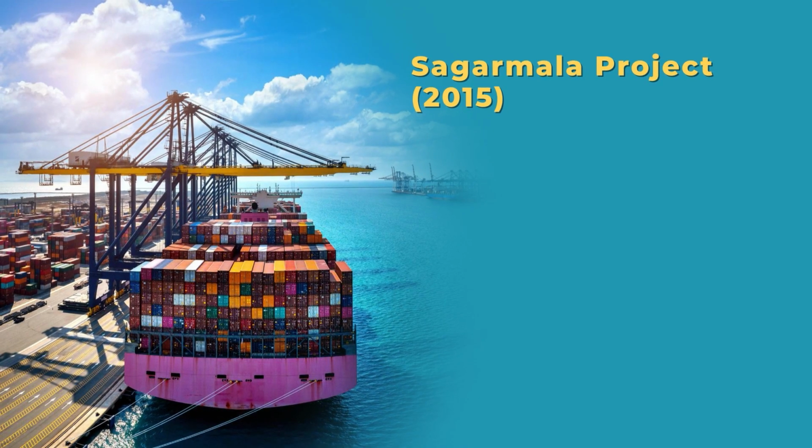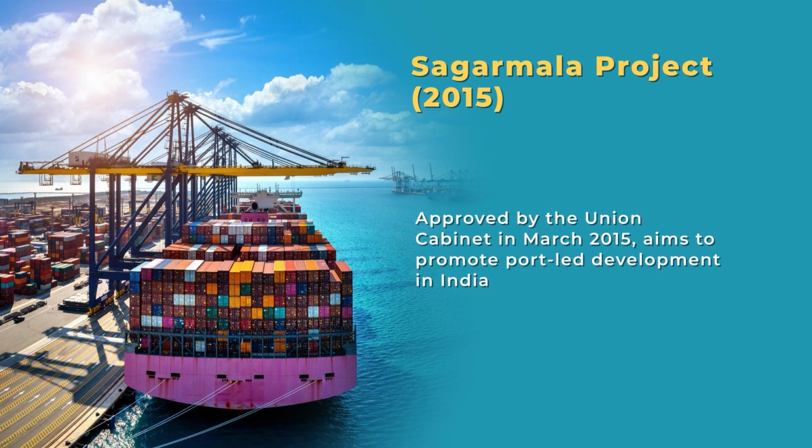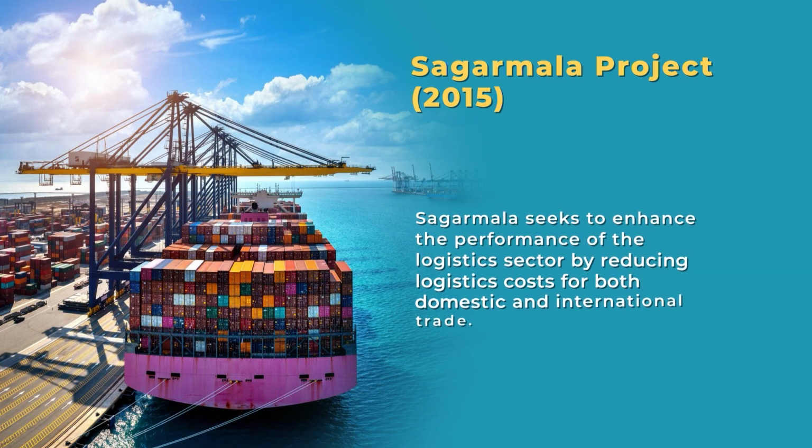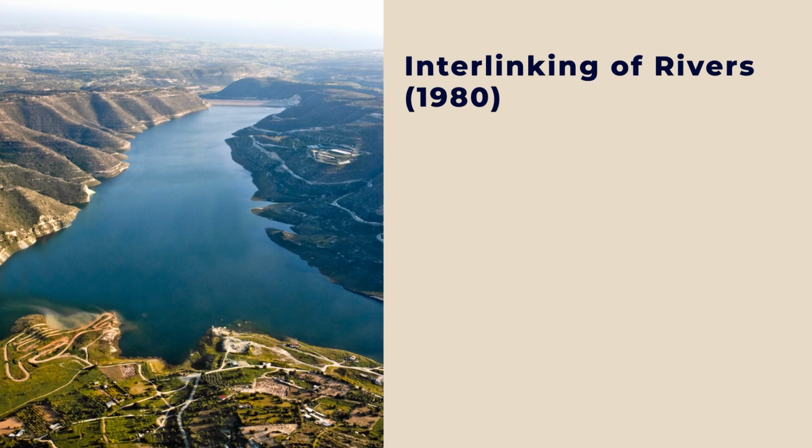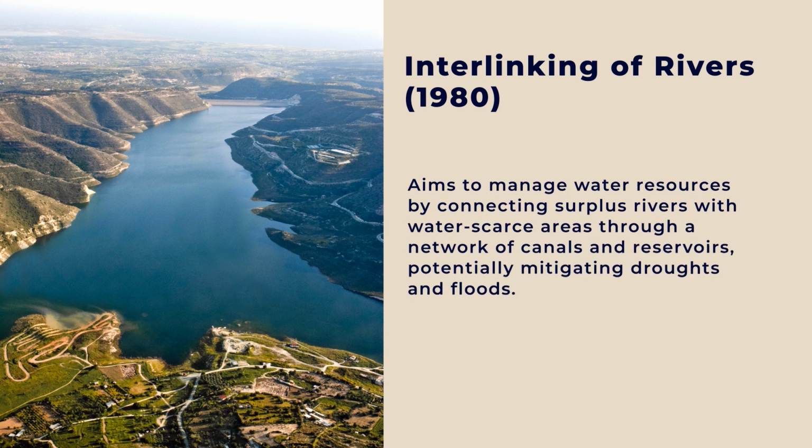The Sagarmala project, introduced in 2015, aims to promote port-led development in India. Under this project, we are enhancing the performance of the logistics sector by reducing logistics costs for both domestic and international trade. Then we have the interlinking of rivers, with inception since 1980, with the aim of managing water resources by connecting surplus rivers with water-scarce areas through a network of canals and reservoirs, so that we will be able to mitigate drought and floods.